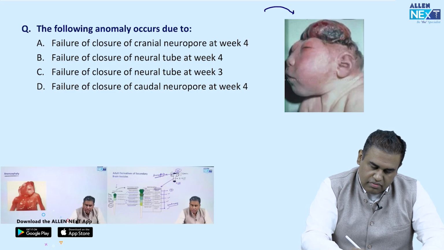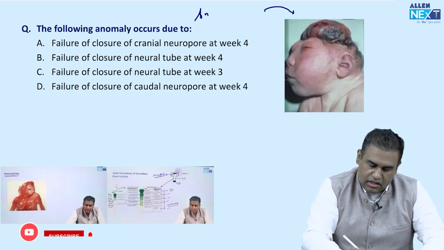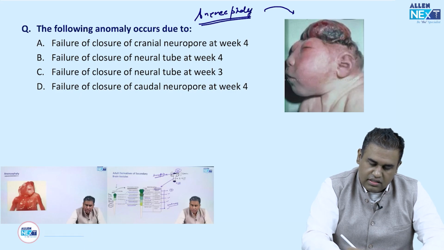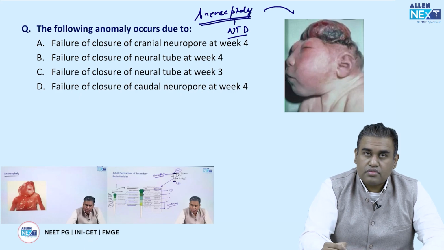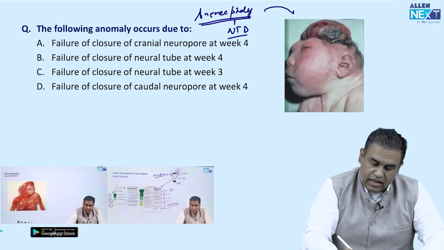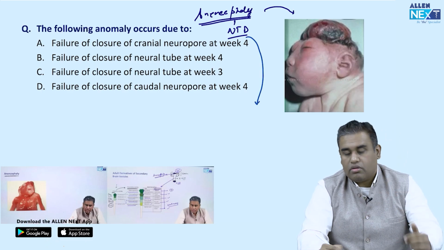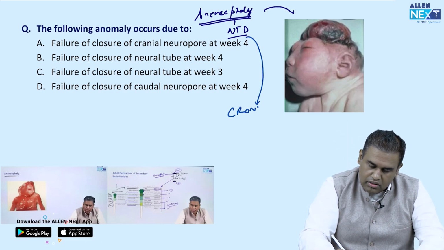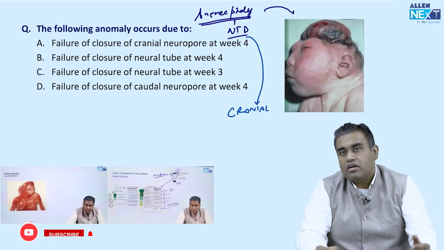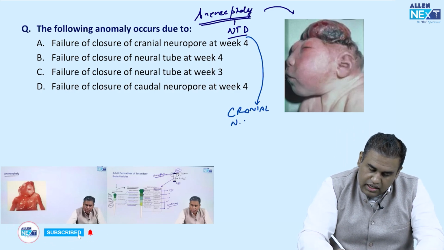This is a case where the brain is actually coming out of the skull, not fully formed. It is a case of anencephaly. It is a neural tube defect, and it is a defect of the cranial or the caudal neuropore. Obviously, the cranial neuropore. Caudal is lying at the lower end of the spinal cord. It is a defect of the cranial neuropore.